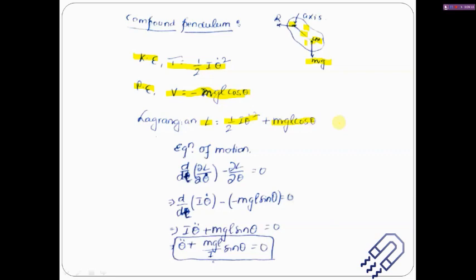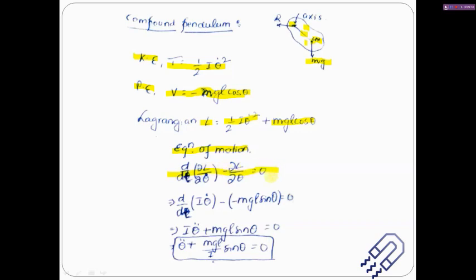Of course, it cannot be a question that says write down the Lagrangian of a compound pendulum, because this is more or less based on memory. So if I ask you to find out the equation of motion of a compound pendulum using Lagrangian, you have Lagrange's equation of motion: d/dt of del L del theta dot minus del L del theta is equal to 0.